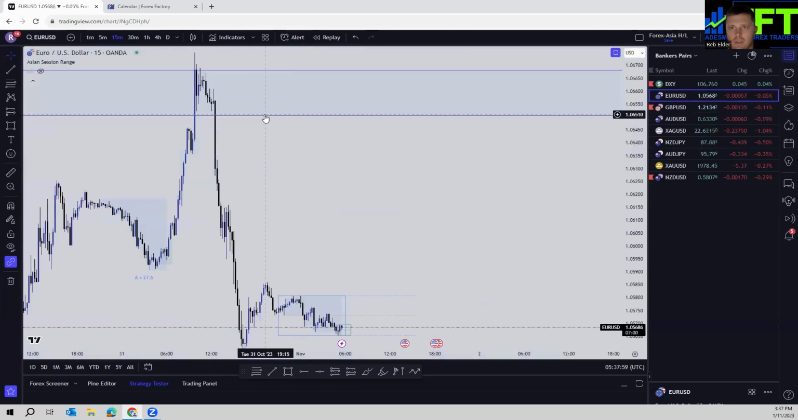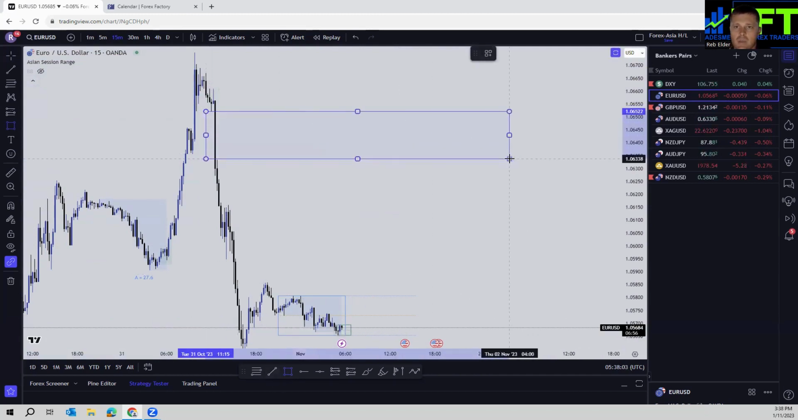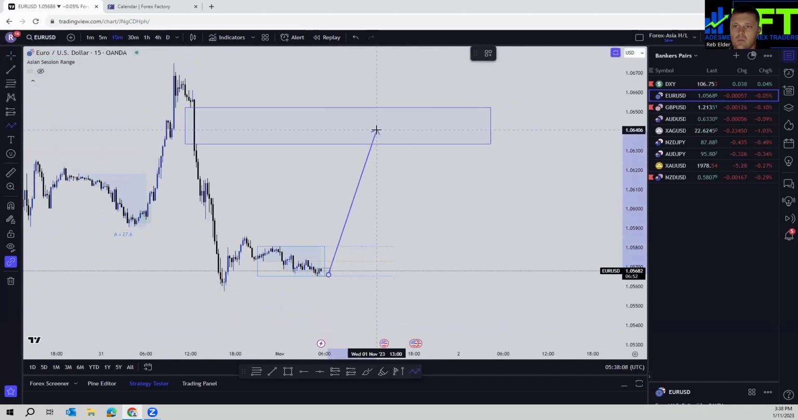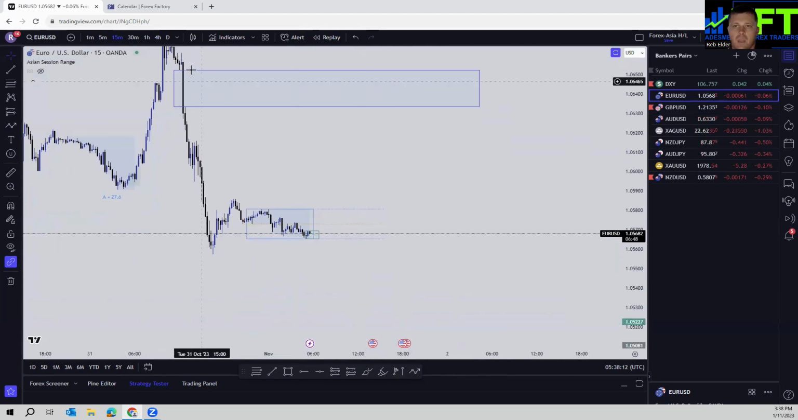So we can get rid of these areas here as they've been taken, and we can see clearly here that there is a massive imbalance area here, which we may end up returning back to. So there is probability we could come back to that area before selling off. But I think the higher probability is to just look for any confirmations to see us look to go short.